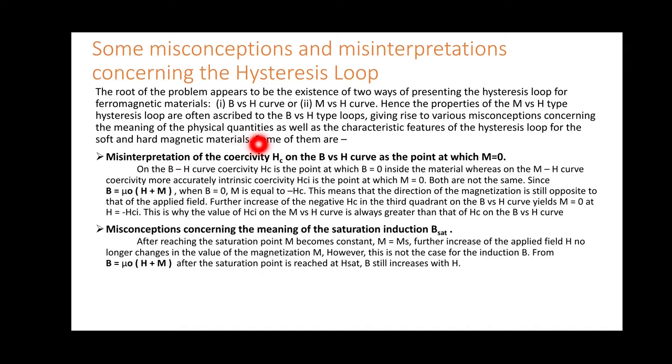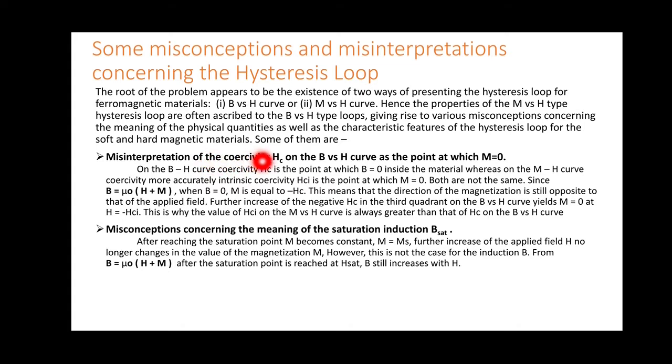Oh, I forgot to explain what is soft magnetic material and what is hard magnetic material. The soft magnetic material is the one which easily magnetizes after applying a small value of external field. And a hard magnetic material is hard to magnetize, so we have to apply a higher external magnetic field to magnetize it.